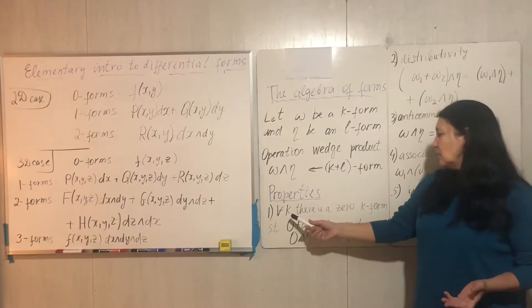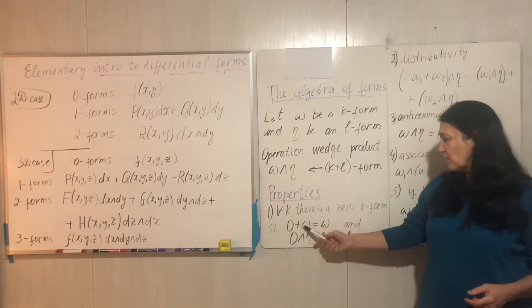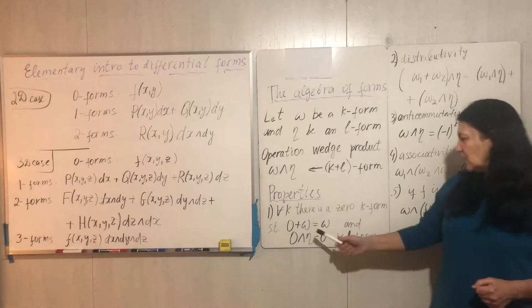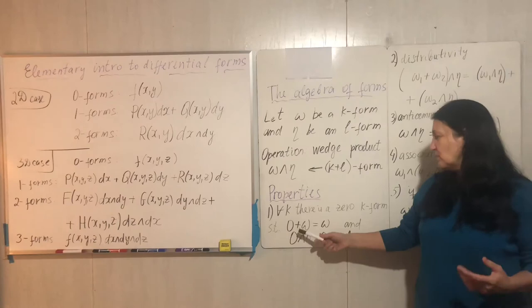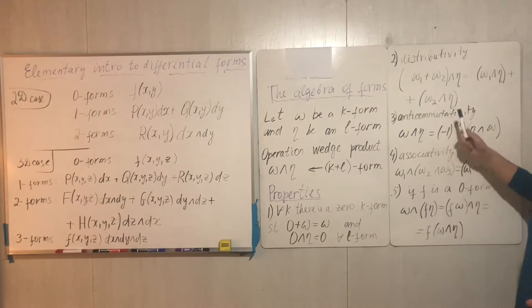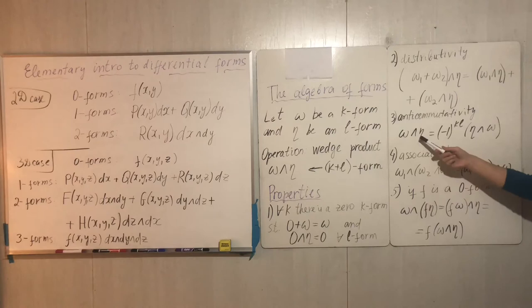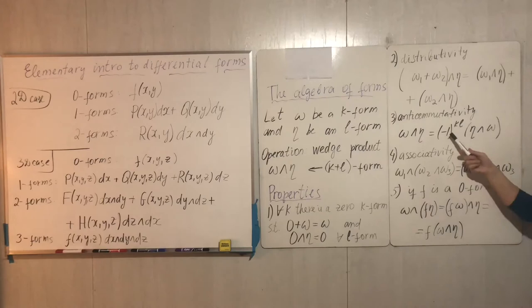That for every k form, there is a zero k form such that when you take your k form omega, add this k form, you will get omega. And if you multiply this form, we'll have wedge product with eta form, you will get zero. And so we can mention distributivity as well. So if we have omega 1 plus omega 2 wedge eta, it will be omega 1 eta plus omega 2 eta. And this is anti-commutativity. So if you switch the order, you will have to multiply by negative 1 to the power kL.